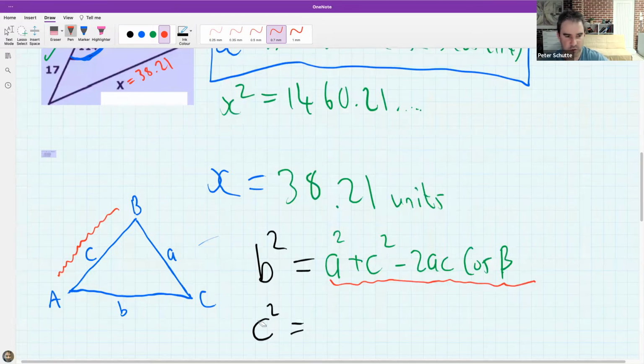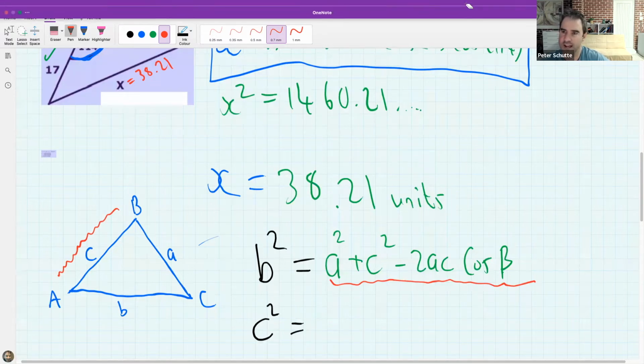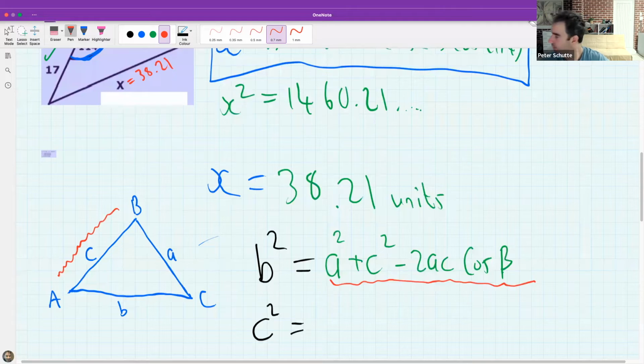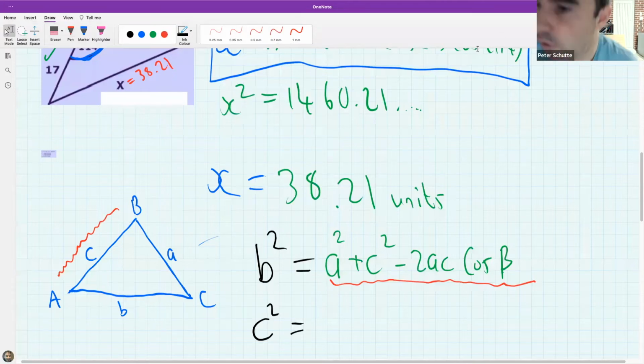So if I said to you, using the cos rule, c squared equals, what is the rest of the side going to look like? And I just want to plug my phone in so that it doesn't run out while we do that. Okay.